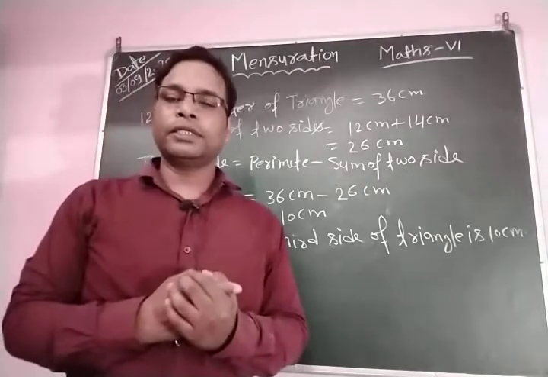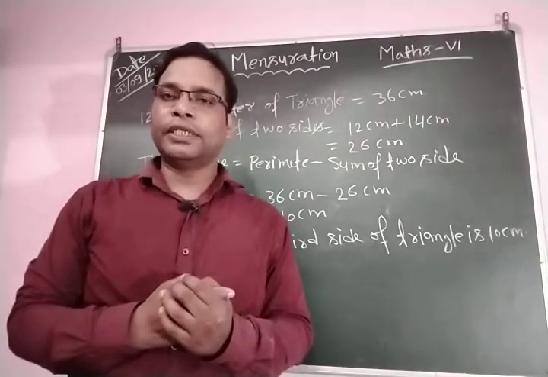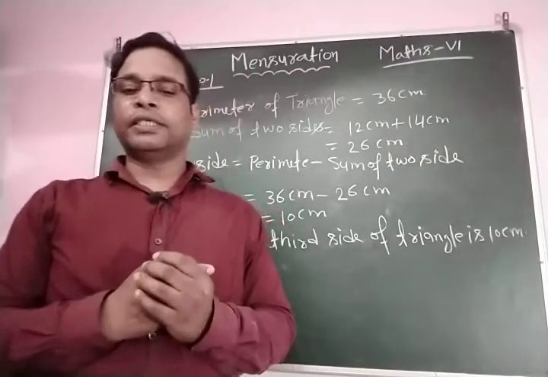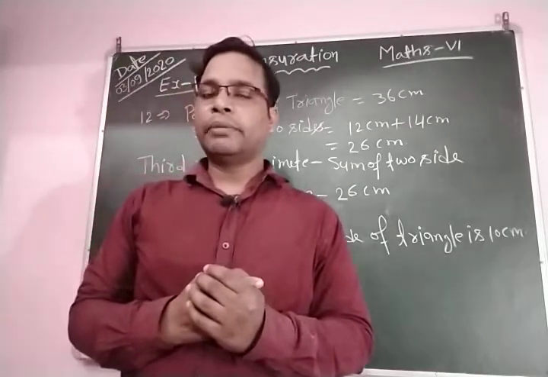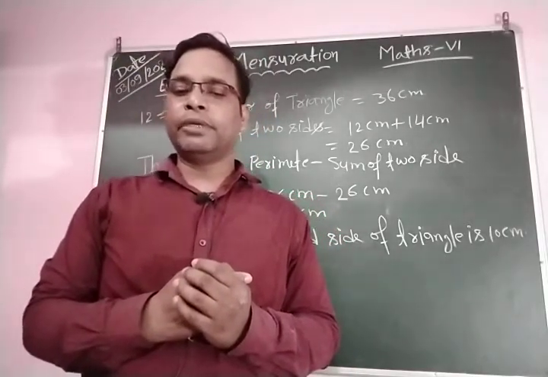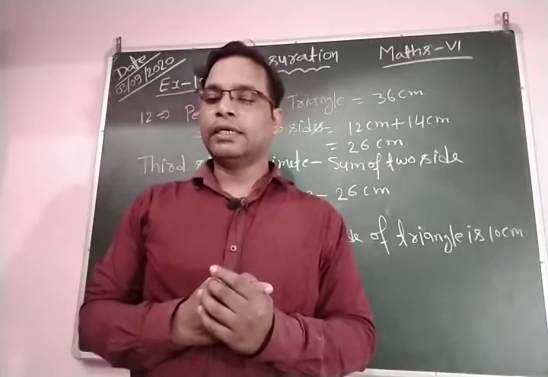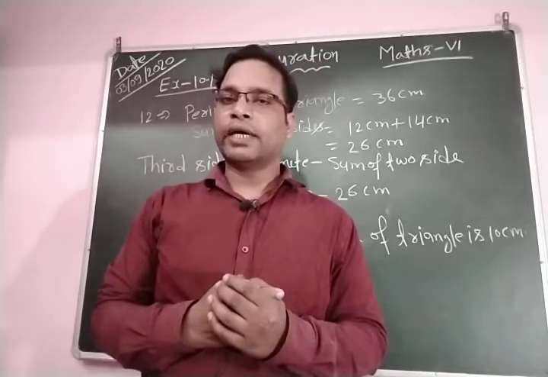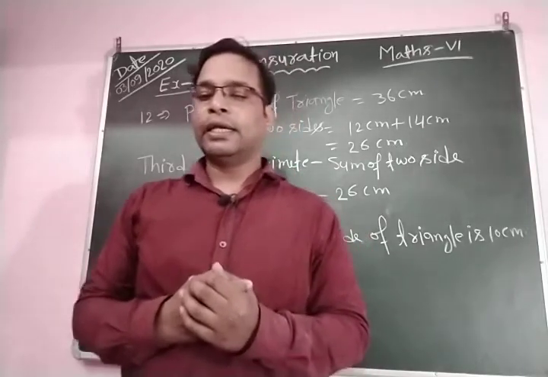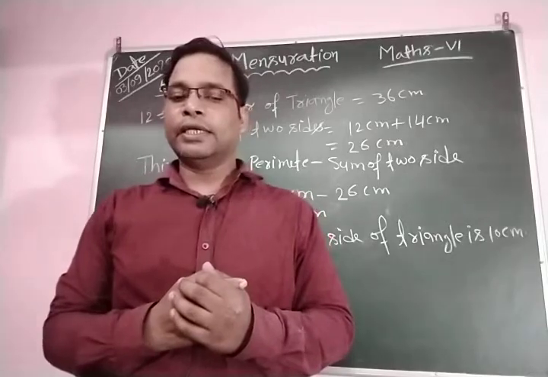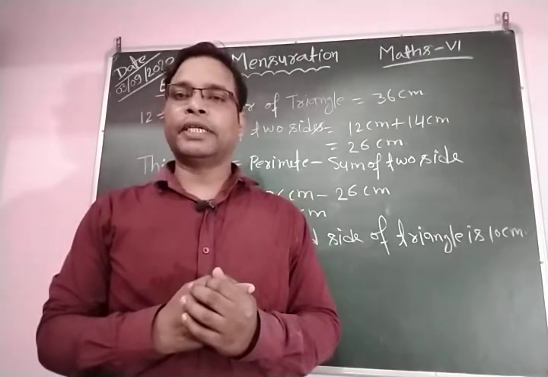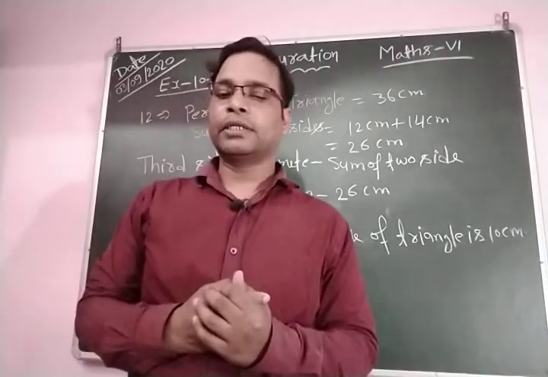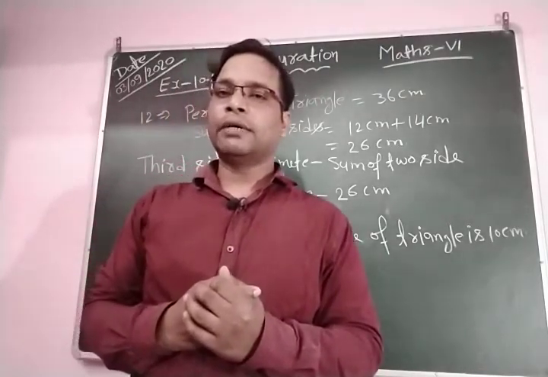Now the next question is question number 13 of this exercise 10.1. Find the cost of fencing a square park of side 250 meters at the rate of rupees 20 per meter. So here the shape is a square. The length of the side of the square park is 250 meters, and the rate of fencing is given as 20 rupees per meter. So we need to find the cost of fencing.